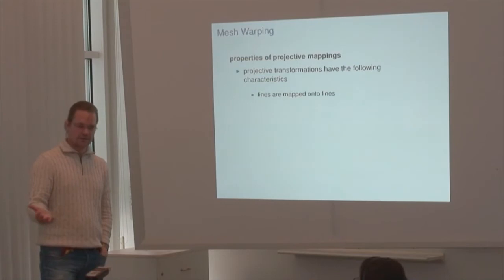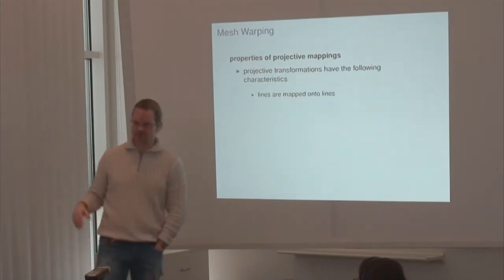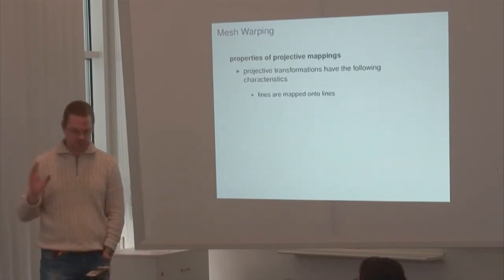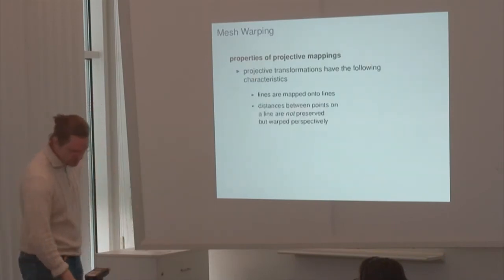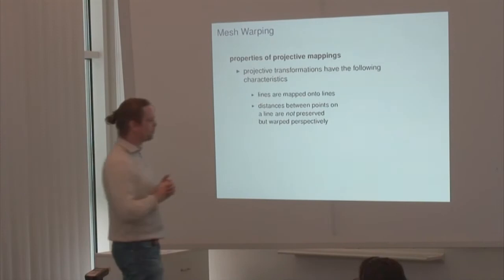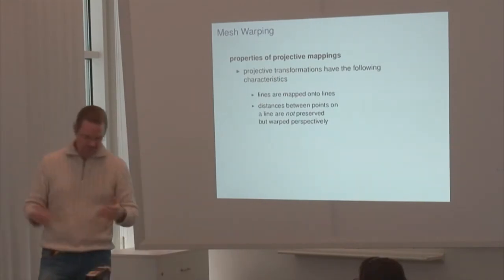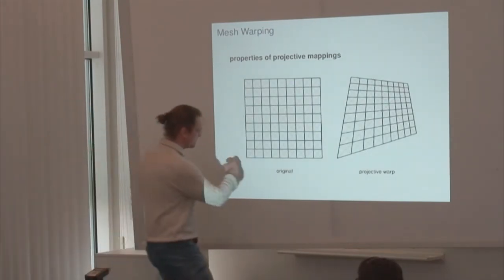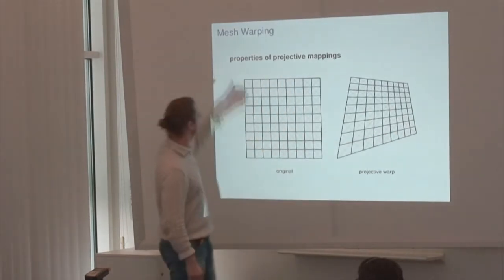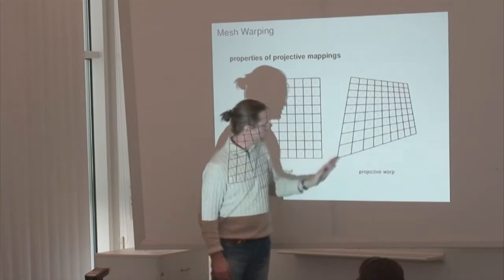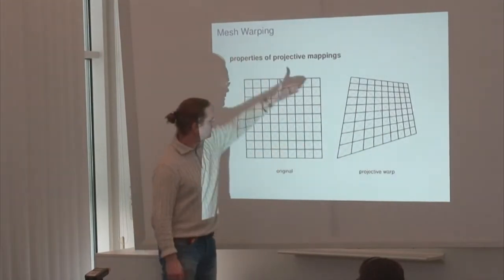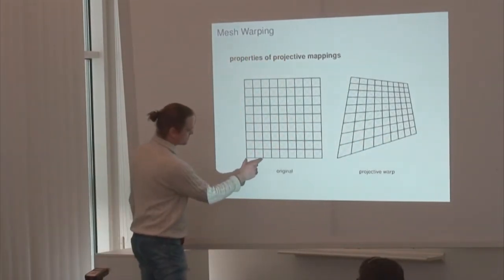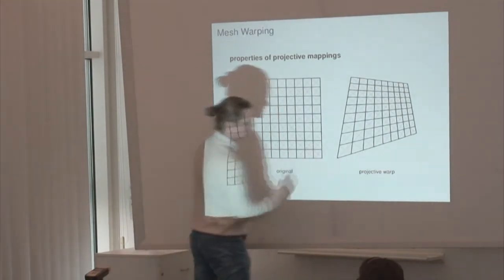Lines are mapped onto lines, and this holds for all lines, whether they are vertical, horizontal or diagonal. Lines will always be mapped onto lines. However, distances between points are not preserved, but they are warped perspectively. All of this becomes clear from looking at this picture. This line is mapped onto this line, this one onto this, and those are both lines. Any diagonal in this image is mapped onto a diagonal in this image, but the ratio of this distance to that one is not necessarily preserved.